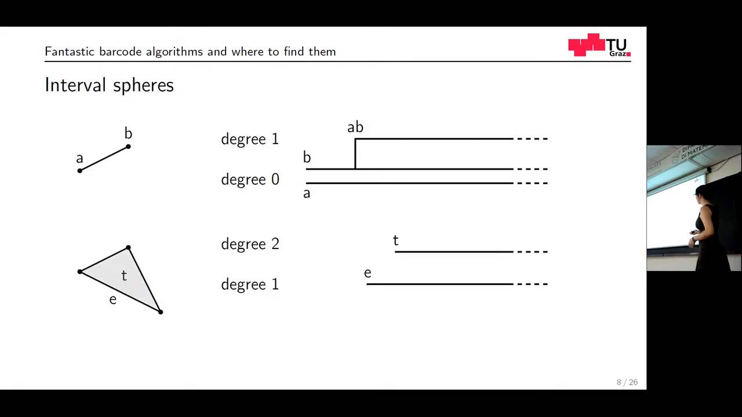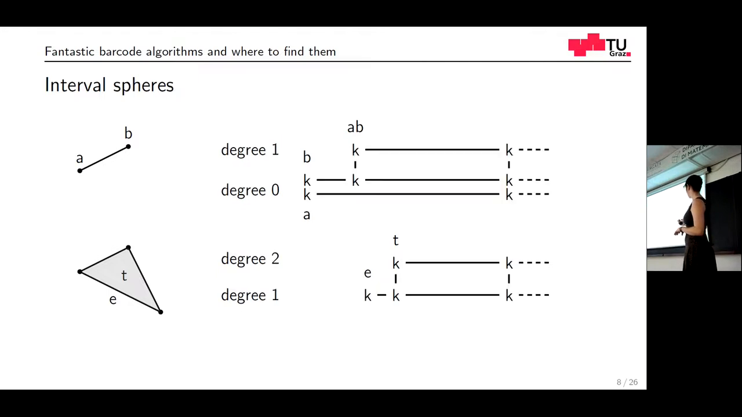I can do the same with triangles. And the whole point of the persistence algorithm, or barcode algorithm, is telling me that this AB is pairing with B and not with A, and this T is pairing with A and not something else. And the reason why I call them interval spheres is because they look like a sphere, so a chain complex in an interval. I have a sphere, a chain complex type of sphere in here, and then it gets killed by a disk, and then it keeps going forever.